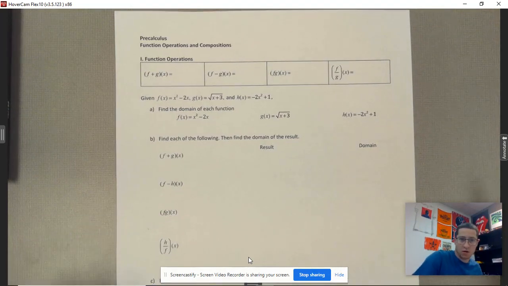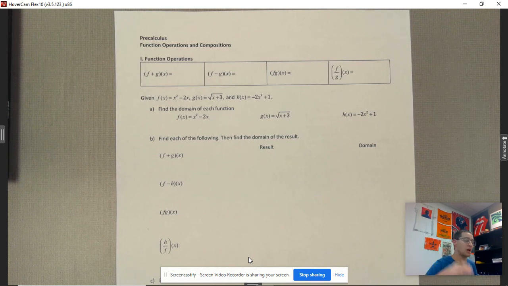All right, y'all. So here we go. Functions, operations, function operations, and compositions. A lot of this, I'll go ahead and say, is a lot of notation. Just a bird's eye view.